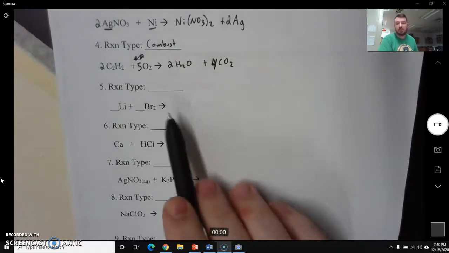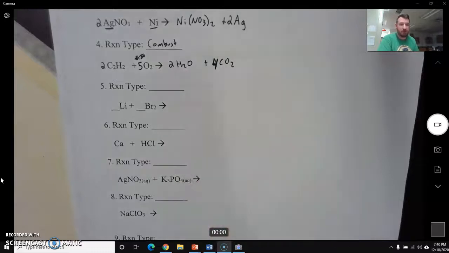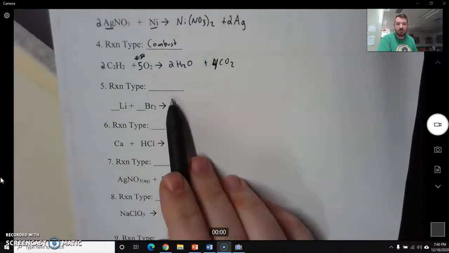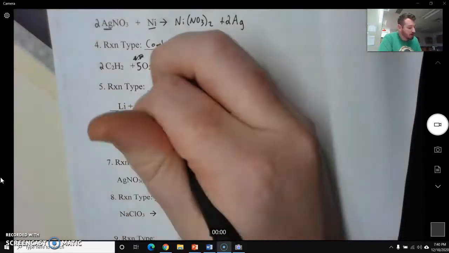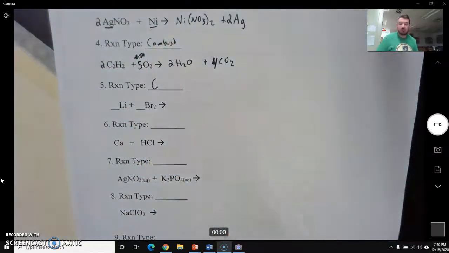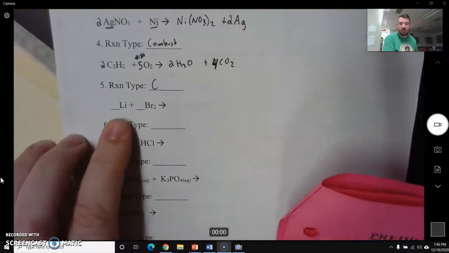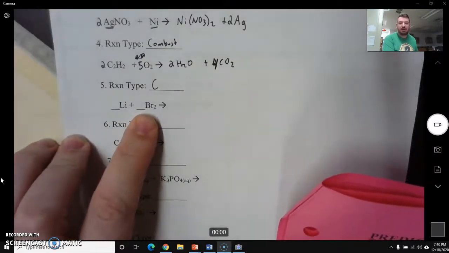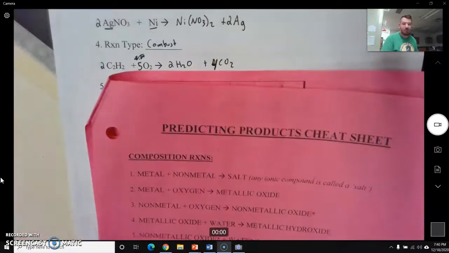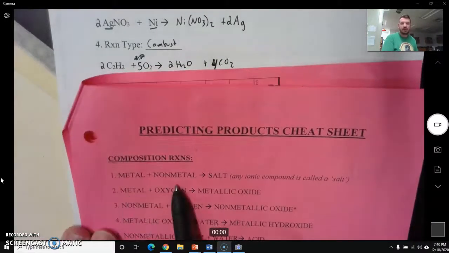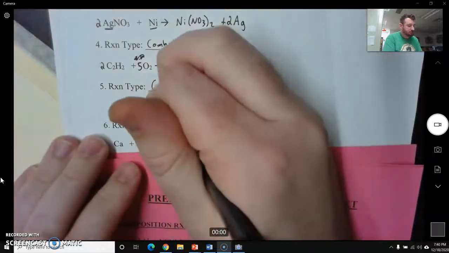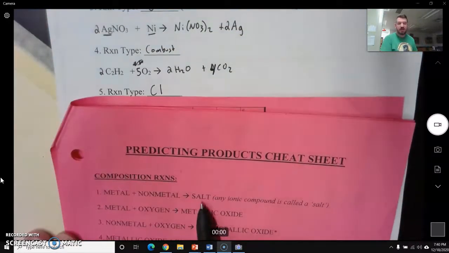So you want to press the pause button, work yourself through number 5, and then hit the play button again when you're ready. So for number 5, I see I have a composition reaction. All right, so I want to turn to my predicting products cheat sheet. This is where I find my answers to composition and decomposition equations. So I see I have lithium, a metal, plus bromine, a nonmetal. So when I have a metal plus a nonmetal, that is a composition 1 reaction, and we will produce a salt.